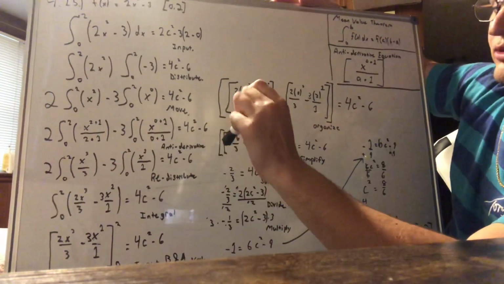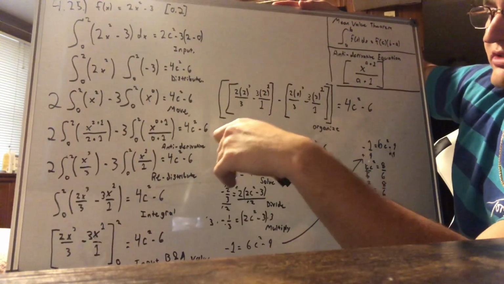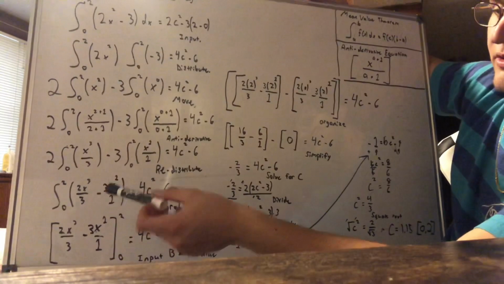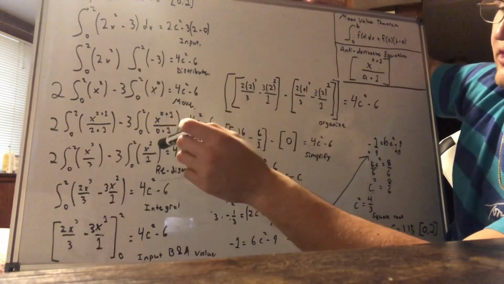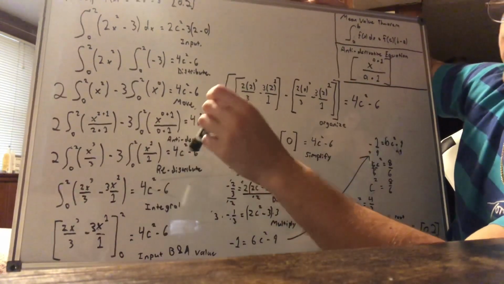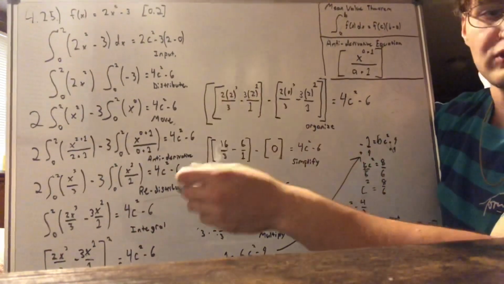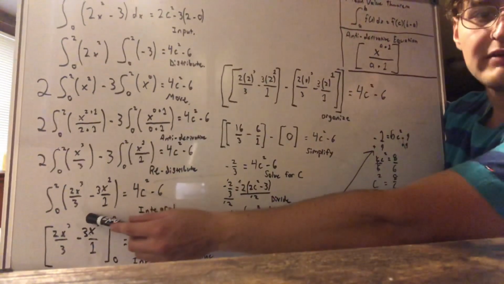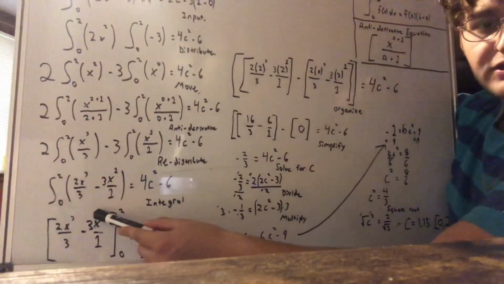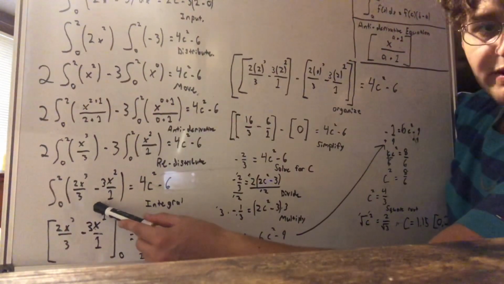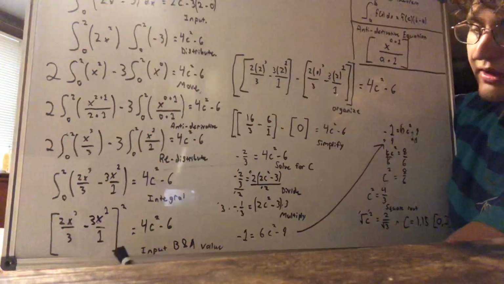Then I redistribute the integral to the two x terms, so now we have the integral between 0 and 2 of (2x cubed divided by 3 minus 3x to the 1 divided by 1) equals 4c squared minus 6. The reason I do that is because now we're going to take the integral of this new equation that we have right here. Sorry, I'm probably blocking it with my hand. So the next step is taking the integral.